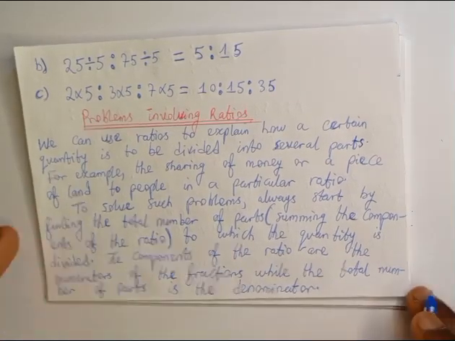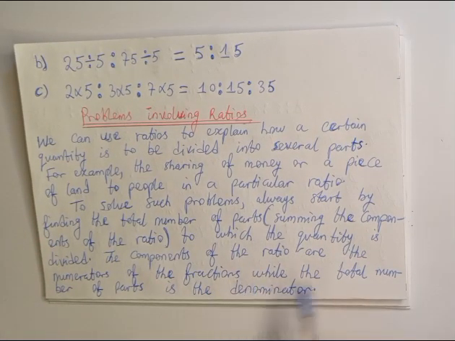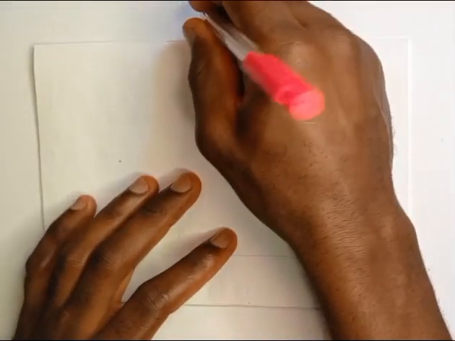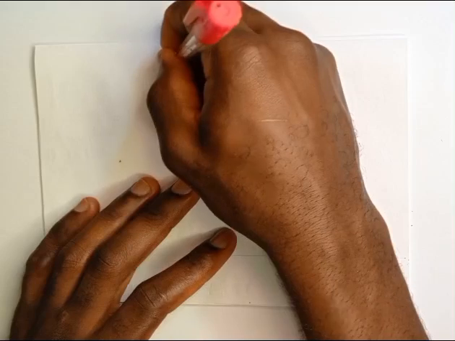Make good use of this. The components of the ratio are the numerators of the fraction. That means when you have to express the fraction of each part of the ratio, each component is a numerator of its own fraction, while the total of the components is the denominator of the fractions. Take note of that. Now let's take examples. Let's see how we can handle questions on this.